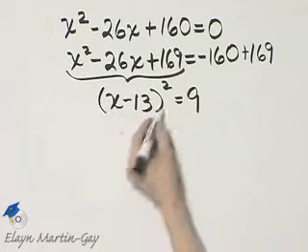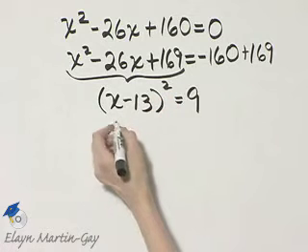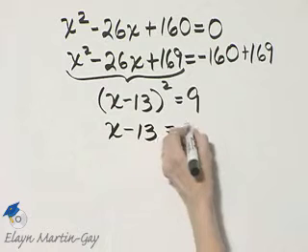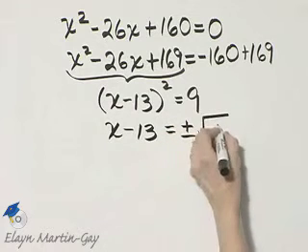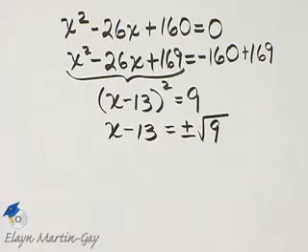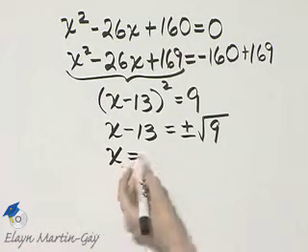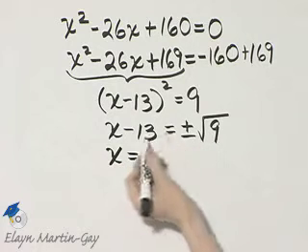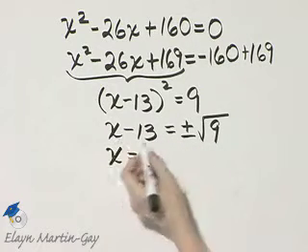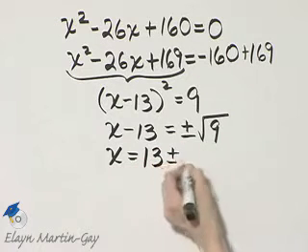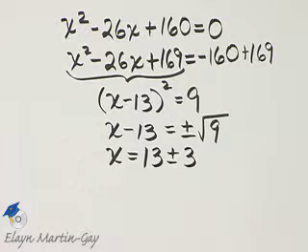I have some variable expression squared equal to a number, so it is true that x minus 13 is equal to plus or minus the square root of whatever that number is, plus or minus the square root of 9. Or we'll have that x is equal to, I am now adding 13 to both sides to isolate x, is equal to 13 plus or minus the square root of 9, which is 3.